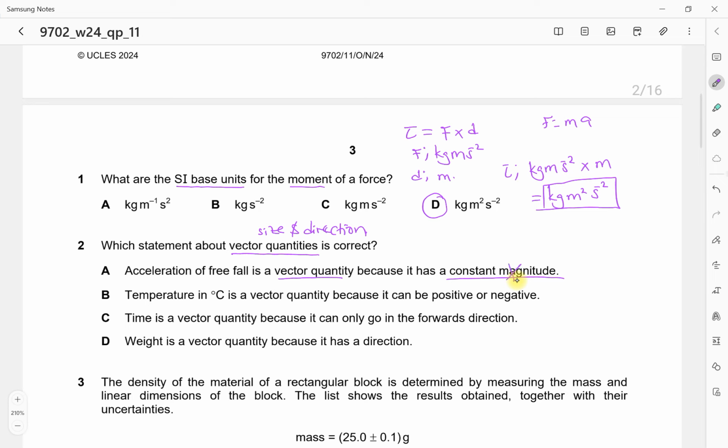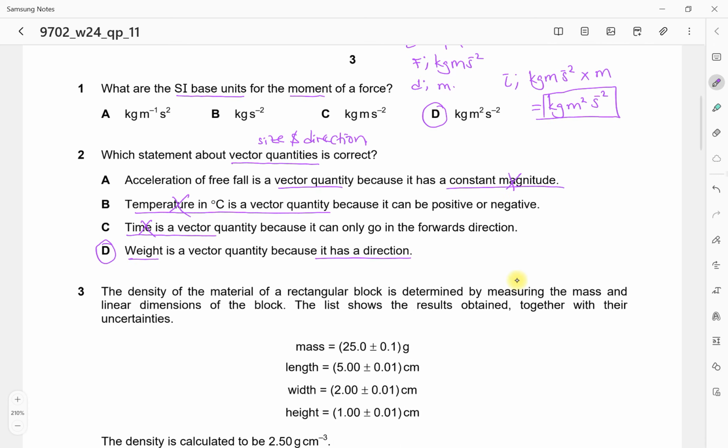Temperature in degrees Celsius is a vector quantity. Temperature itself is a scalar quantity. We can't tell the direction, so that statement is wrong. Time is a vector quantity. Time itself is not a vector quantity. We can't tell the direction, so that's wrong. Weight is a vector quantity. Weight is a force, and a force is a vector quantity because it has a magnitude and direction. So weight is a vector quantity because it has direction. So the answer is going to be D.